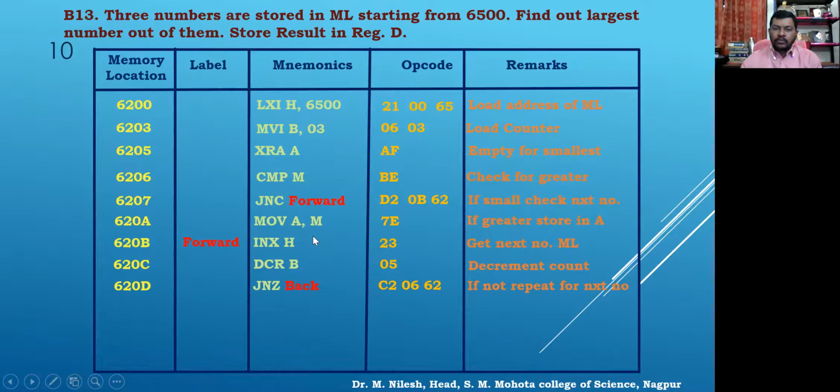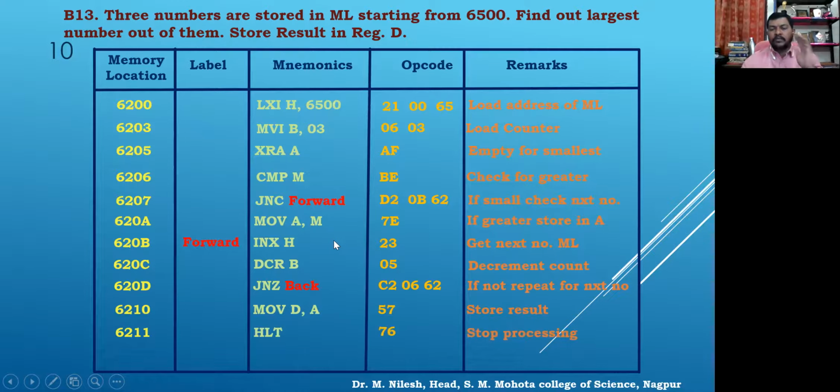So now we have to move the data from the accumulator to register D, because the result, the largest number, is to be stored in register D. So we are moving that data, MOV D, A, which is 57, and we have completed the program. Now we have to halt. So HLT, 76, that is stop processing. I guess you have understood this. Again, I will repeat it for you.